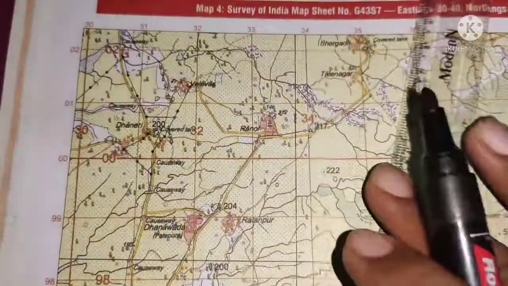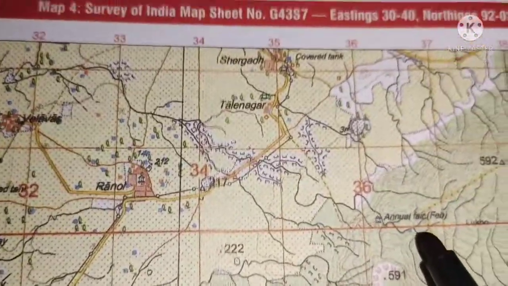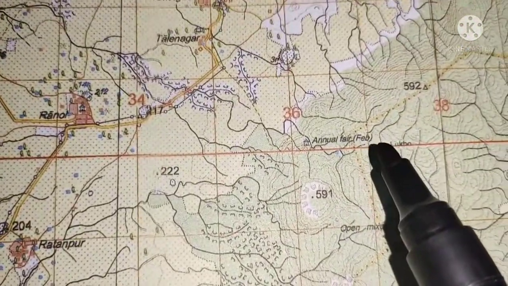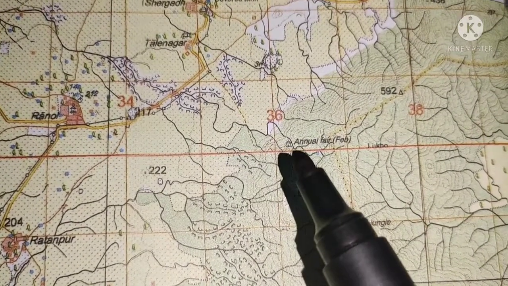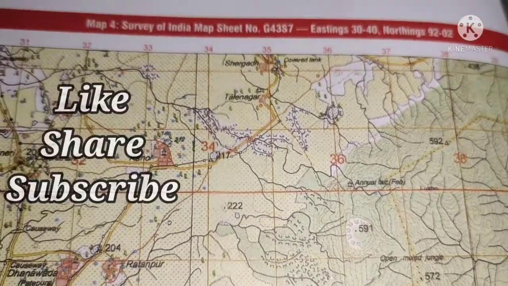You can clearly see everything is written in the Toposheet itself. It's annual fair. You can clearly see annual fair in the month of February. The structure of the temple is actually given, the symbol. I hope you understood this part.